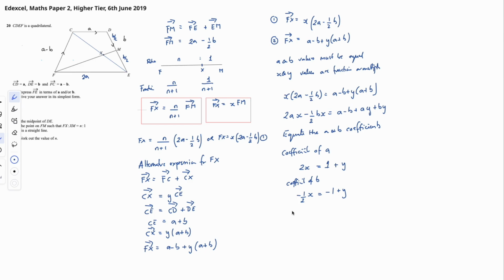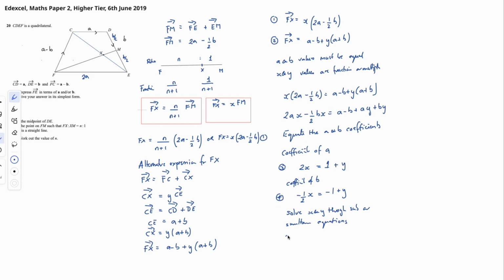Let's see if we can solve. We can solve x and y either through substitution or simultaneous equations, whichever one you feel more comfortable with. Let's just go with the substitution. That looks that much easier. So we're going to call this equation 3, and this is equation 4.